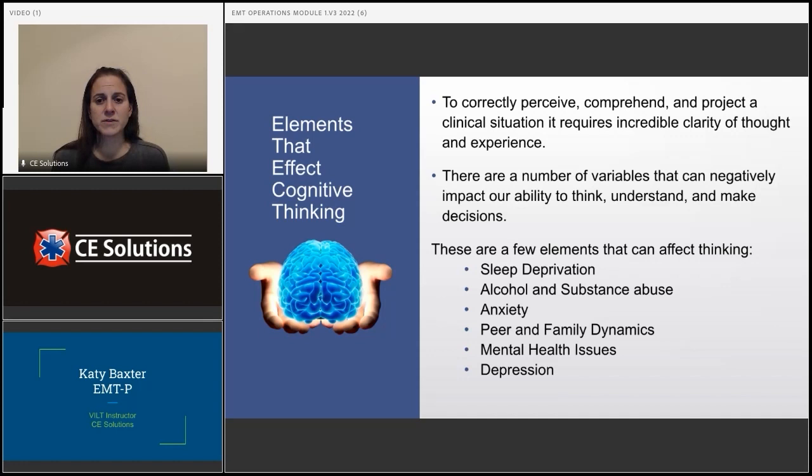These elements not only affect thinking, they're going to affect your behavior and your attitudes. It bleeds into work ethic, and it can change your work ethic, and it increases negativity as well, which then decreases the morale and that brother-sister atmosphere that we have in first response.